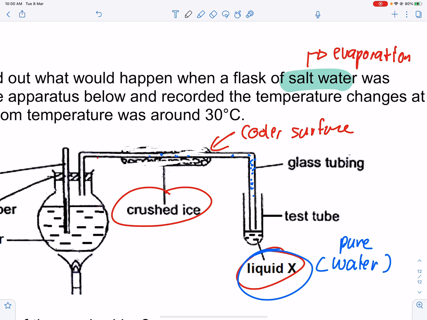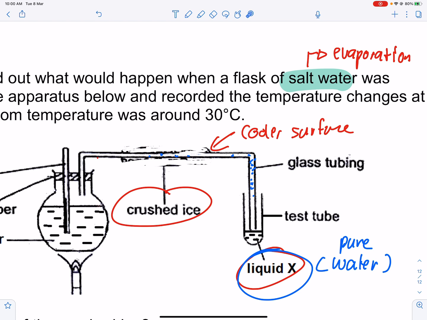So if you remove away this portion of the crushed ice, does it mean that this whole setup will not work? My answer to you is no, it will still work. What is the difference? The difference would be that the glass tube is not as cold. So condensation rate will be slower. But will condensation still happen?